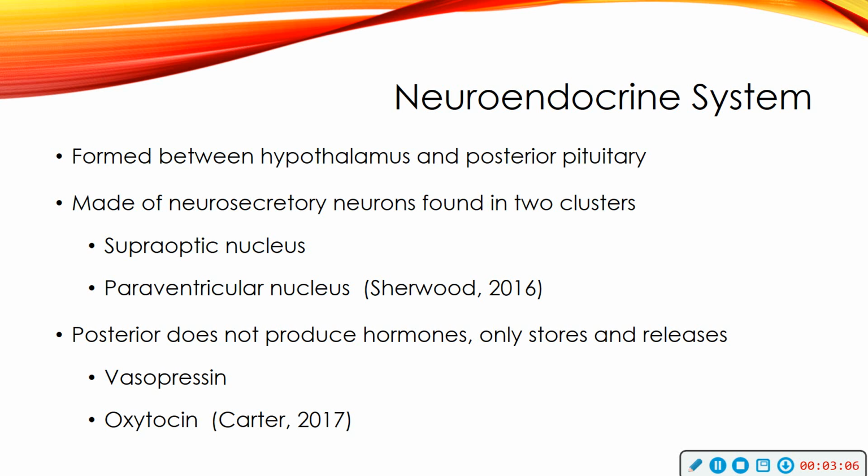Now, on the previous slide, I said that the anterior pituitary produces and releases hormones through our blood. The posterior does not produce its own hormones. It actually only takes the hormones from this neuroendocrine system. It takes the hormones from the hypothalamus, and it will only store and then release when necessary.